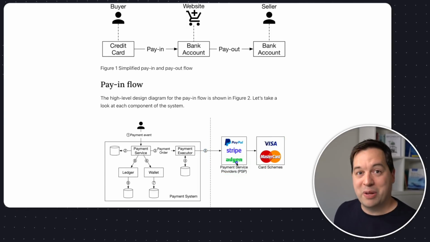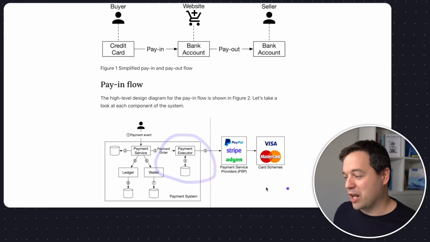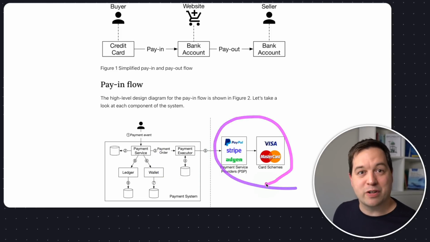I could go on all about this because my team at Uber, we owned this part and we integrated with about 15 different payment service providers. So I've seen it all, or most of it at least.